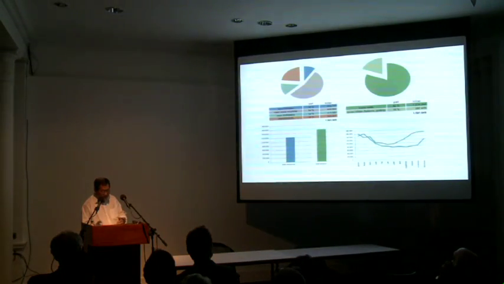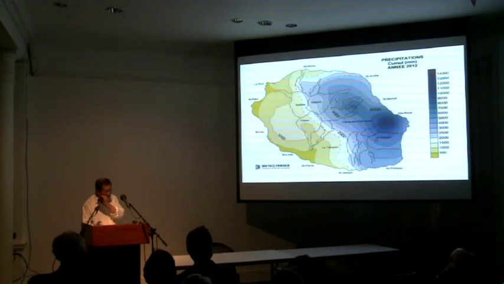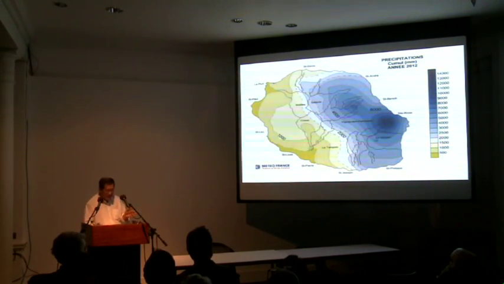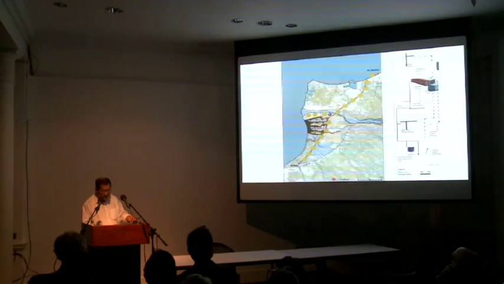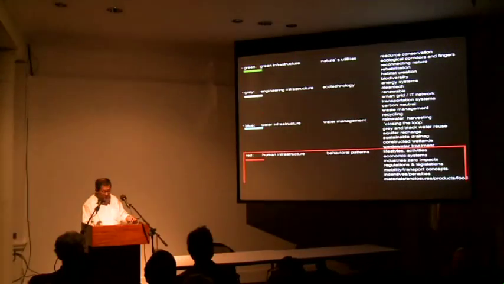And this is the water pie. And what we found was that actually most of the rain is on the wrong side, on the east side of the island. So we had to collect the rain from the east side and pump it, and let it flow to the right-hand side. And this is the water cycle.